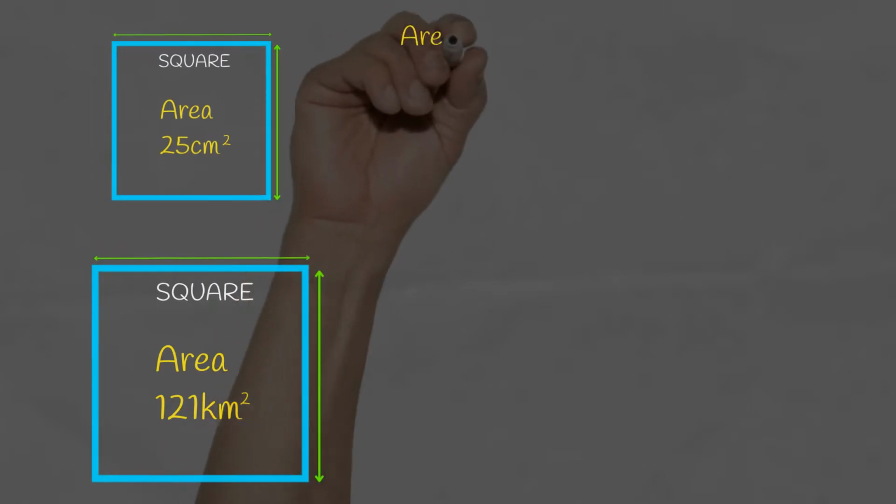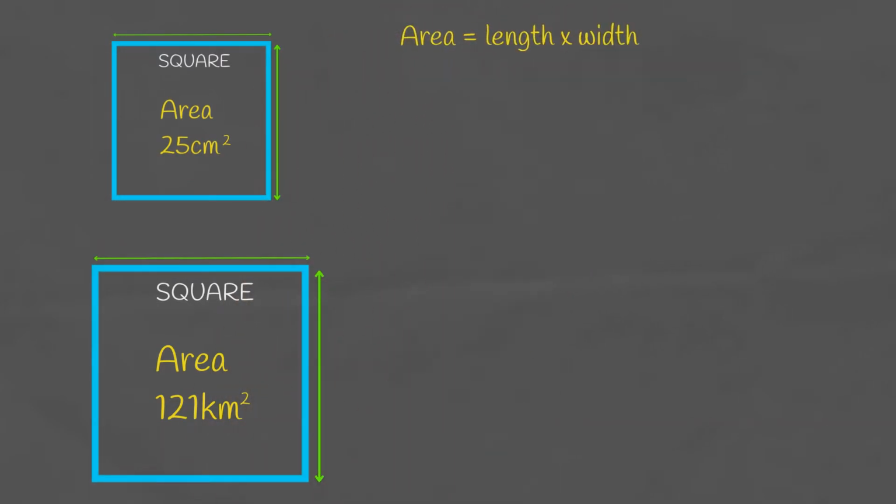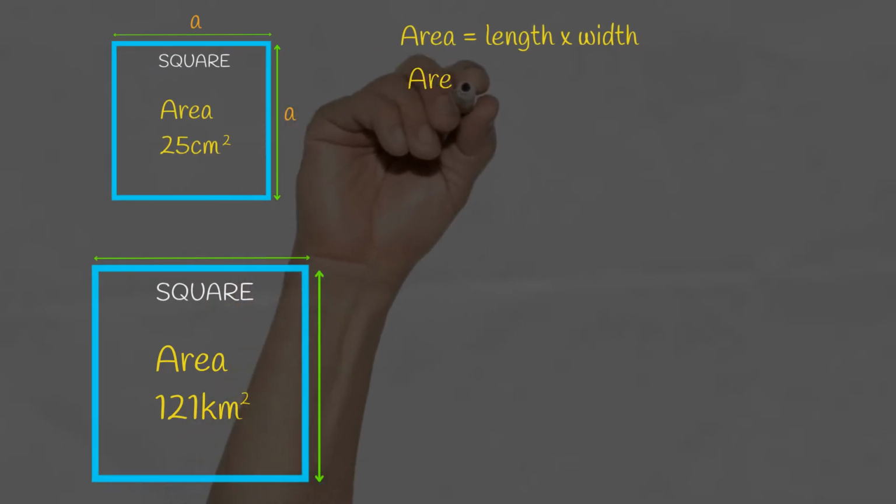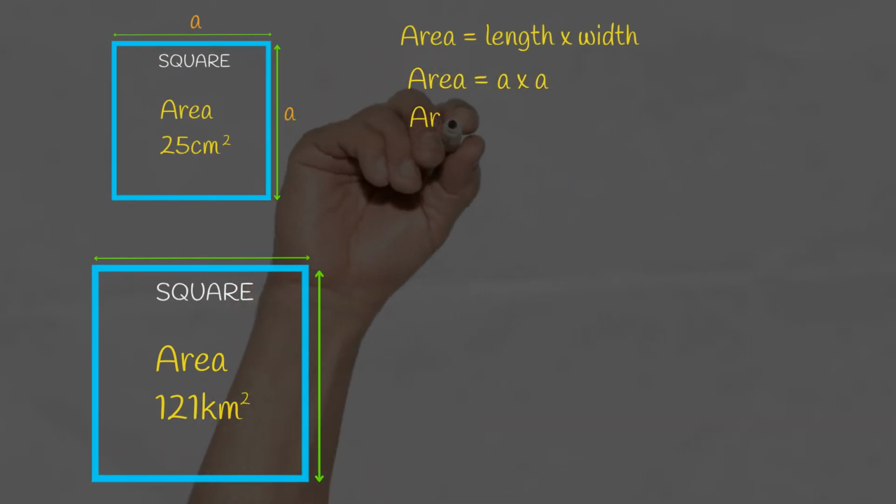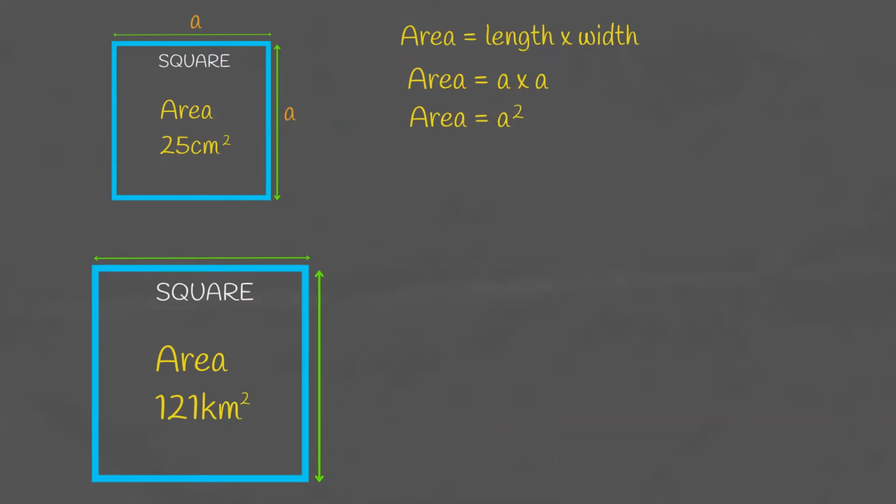As we know from rectangles, the area is the length times the width, but with a square all the sides are the same size. So let's call the length and the width A. So now we have the area is equal to A times A, or A squared. And we know the area is 25 centimetres squared, so A squared equals 25.